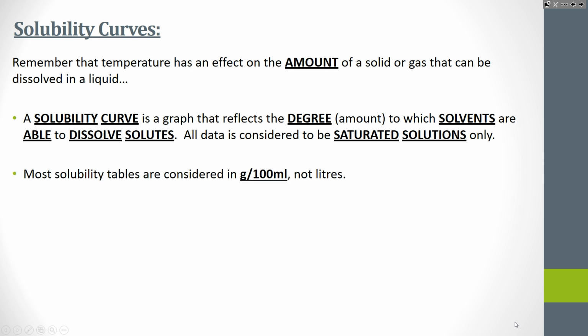Now, typically our graphs or tables have units in grams per 100 mL, not in liters. So what does that mean? Well, every 100 milliliters of water will dissolve a certain number of grams. We use 100 because it's easy to scale up, scale down, that kind of thing. Now, you might notice people will say grams per 100 grams of water. It means the same thing. Remember that 1 gram of water is the same as 1 mL of water. So grams or mL, you can switch them back and forth. It doesn't make a difference.